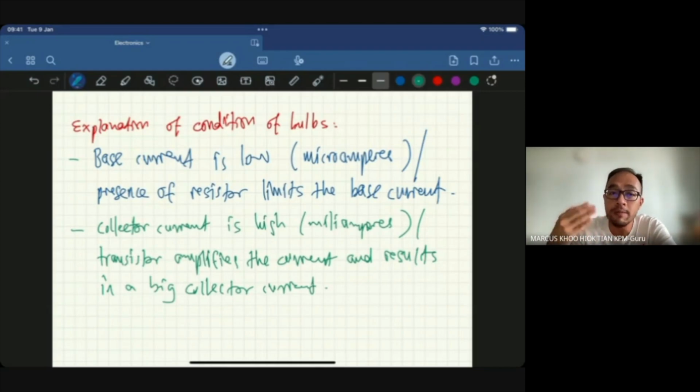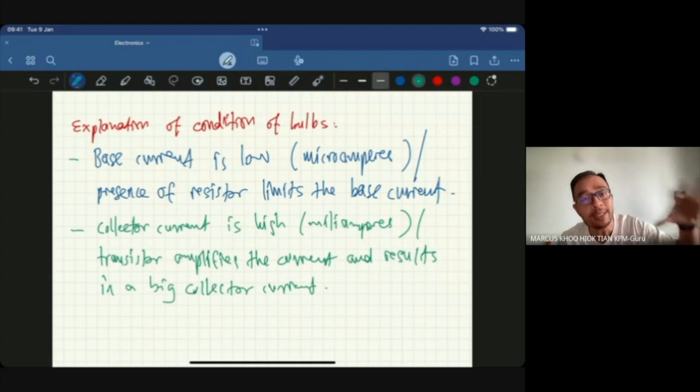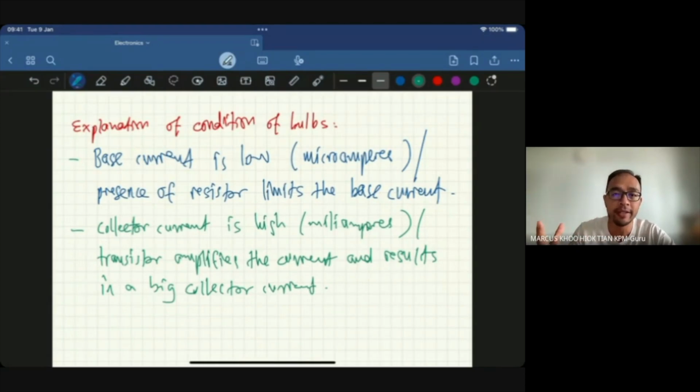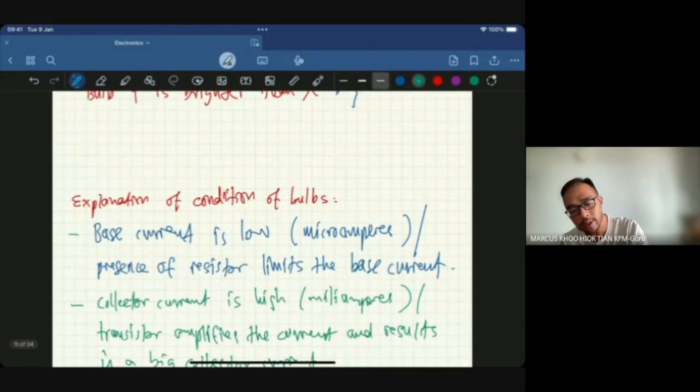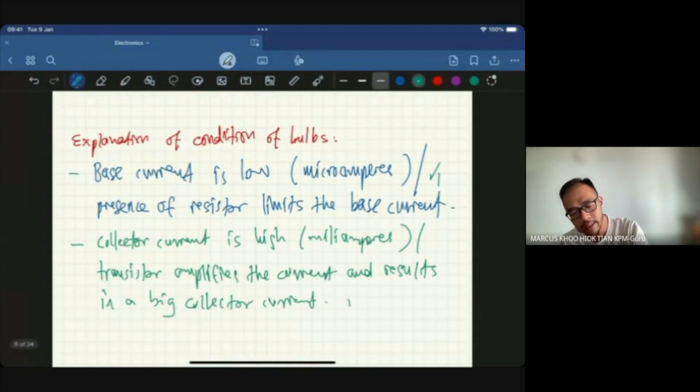But having the small base current, which produces a big collector current, is the thing that the transistor is made for, as a current amplifier. You supply a small current, and you get a very big current. Wow. It's the best of both worlds. It's like you put in a little bit of effort, then you get 100 marks for SPM. So these are the explanations for this lab. Either one of these is 1 mark, and then this is also 1 mark.